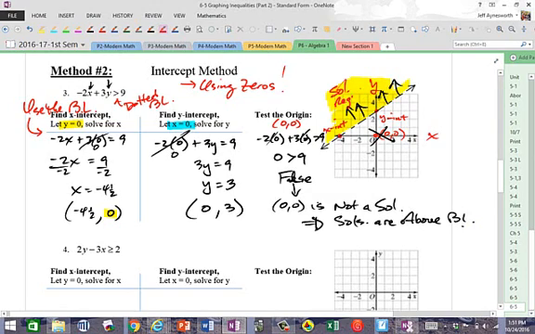And for some people, this method here is faster than solving for y. So some people like this compared to the other one, okay? All right, but regardless, you guys need to get good, all right?